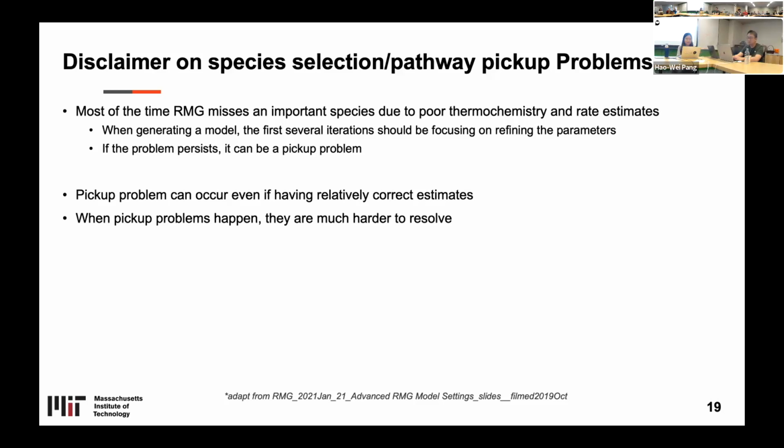But pickup problems can occur even when you have perfect estimates. And it's because RMG's flux-based algorithm assumes that species having higher flux are important and lower flux are not important. But we find many cases where low flux species can be important. So when these problems happen, they are harder to resolve.